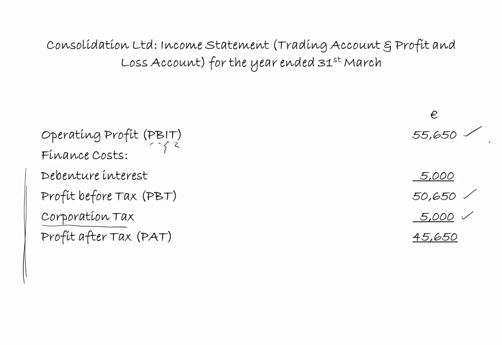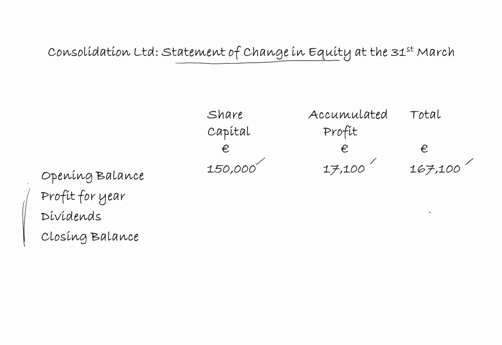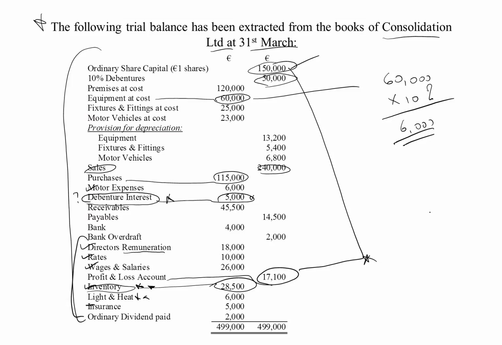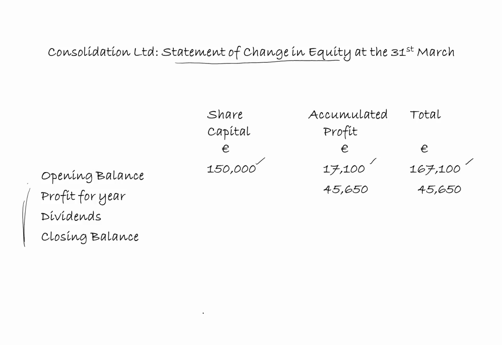Just go back here for a second. There's the profit after tax, the figure we just calculated. That's the figure I'm looking for. So I'm going to pop that in there, 45,650, and then the dividends, that money being paid out of the organisation, so I'm going to subtract that. So I need to go back here, and down the bottom of my trial balance I see the ordinary dividends paid of 2,000, so that's the figure I'm looking for there. So I'll take that figure away.